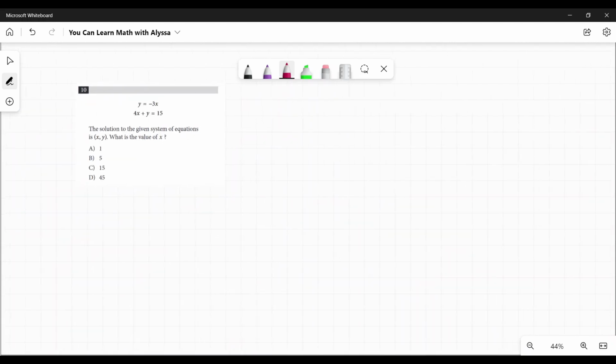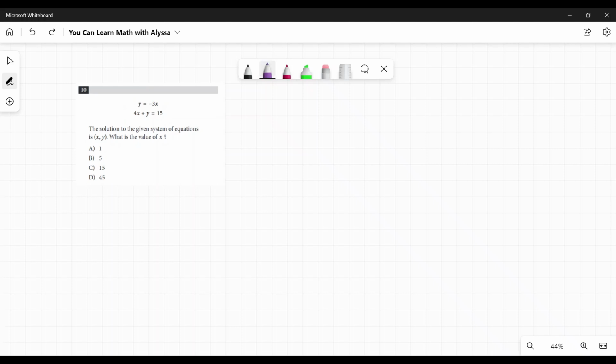Y equals negative 3x and 4x plus y equals 15. These are two lines. The solution to the given system of equations is x, y. What is the value of x? This can be a little bit confusing when people go, it's x, y, so the x's and y's. They're just saying it's two numbers.